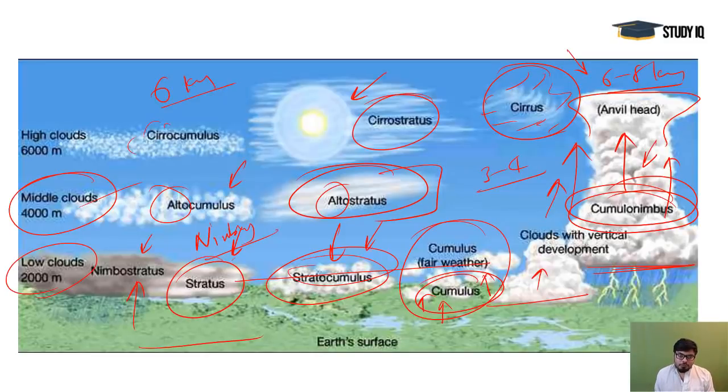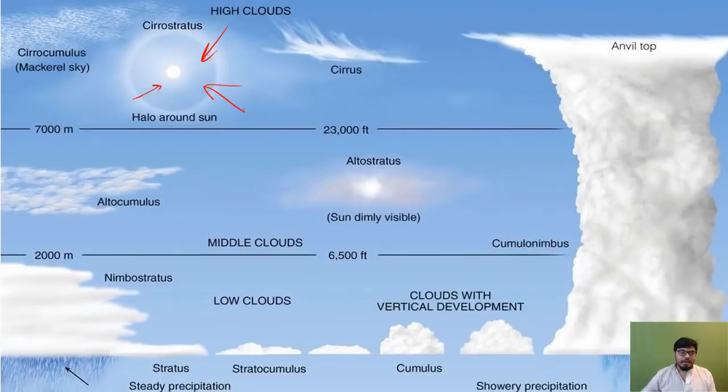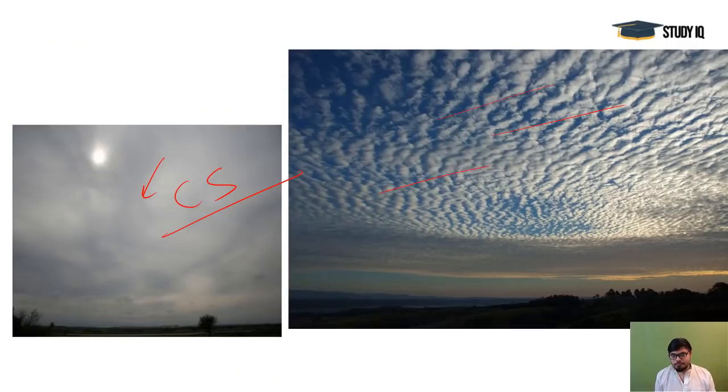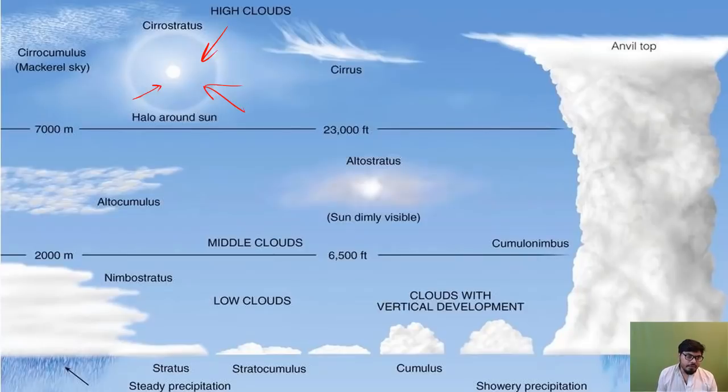If these are in cumulus form, and these are very high clouds, not related to rains, they don't bring any rains. They are spread in the upper sky, at a very high height. You can see in this picture, these are cumulus type clouds, but spread over a very big area. So these are cirrocumulus clouds, like cumulus. This sky is called mackerel sky. You see, mackerel sky.